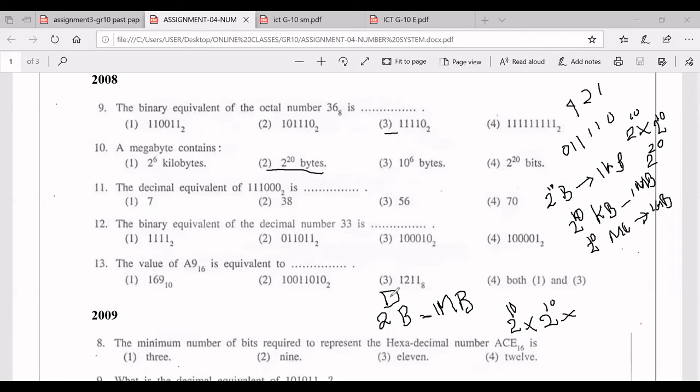It is 20, no? Right? Okay. Then I ask you for 2 MB. If it is 2 MB, it should be 21, right?